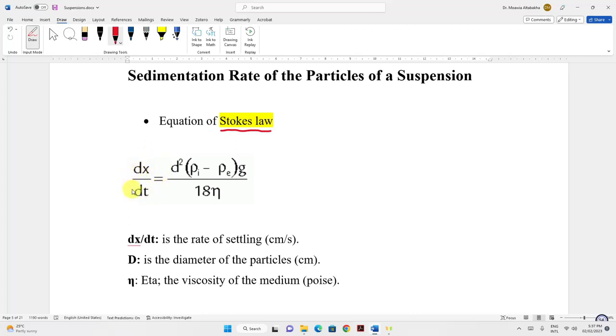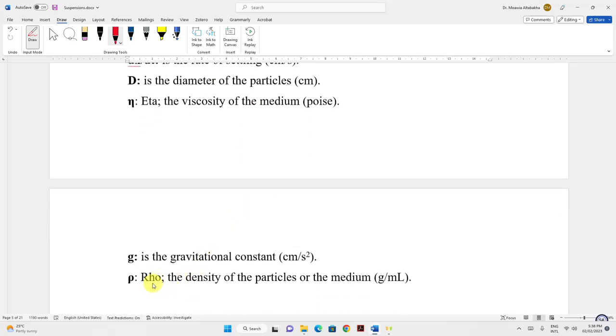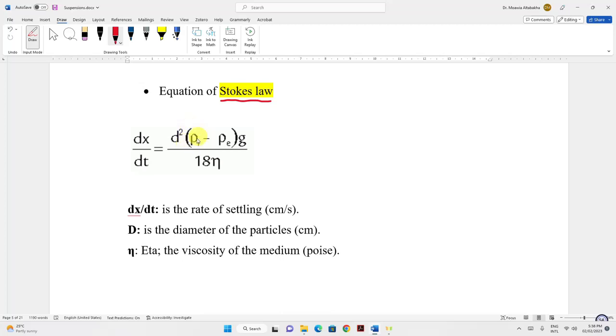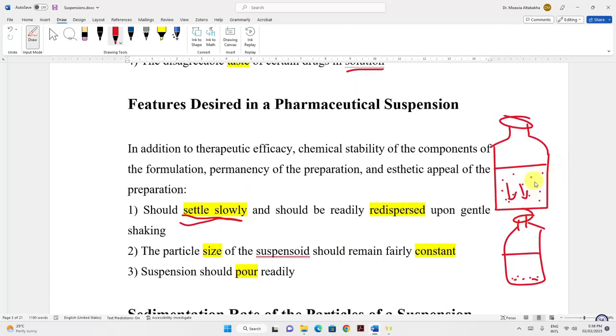The terminal velocity is equal to the square of the diameter, diameter to the power of 2, multiplied by the difference in density rho between the solid particles and the medium, the suspensoid and the dispersing medium. The difference in density is multiplied by the gravity constant, and then divided by 18 times the viscosity in poise, eta. This is eta. This is the equation used to measure how fast these particles will sediment.